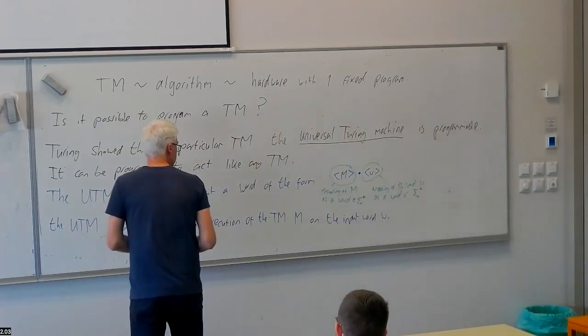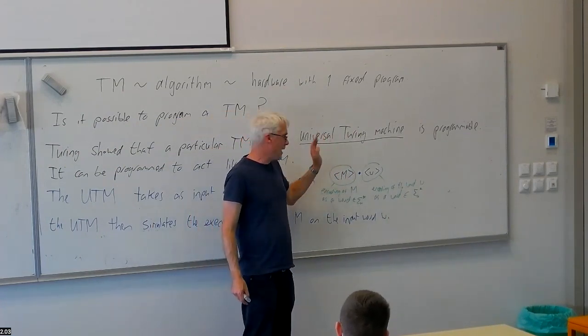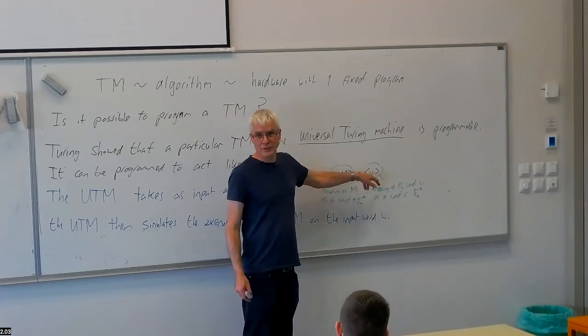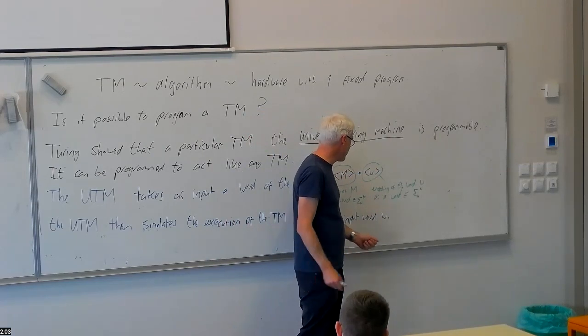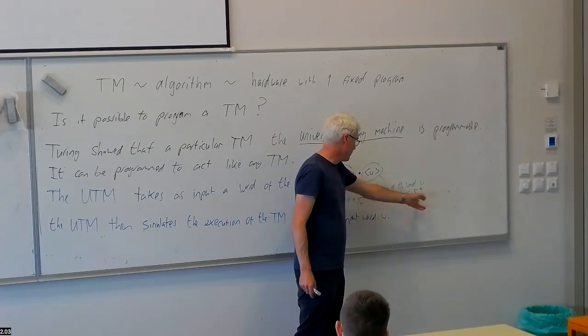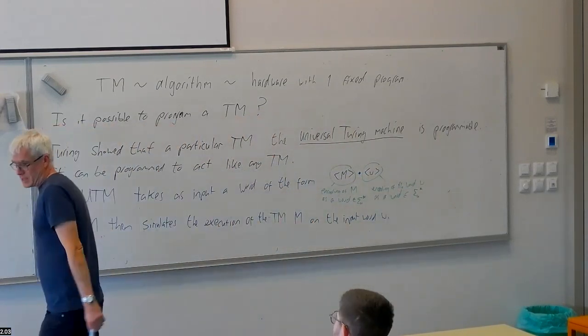So what I need to tell you first is how to encode a Turing machine as a word and how to encode a word as a word. It sounds trivial, but it's easier anyway than encoding the Turing machine. But we want to get everything over the same universal alphabet.